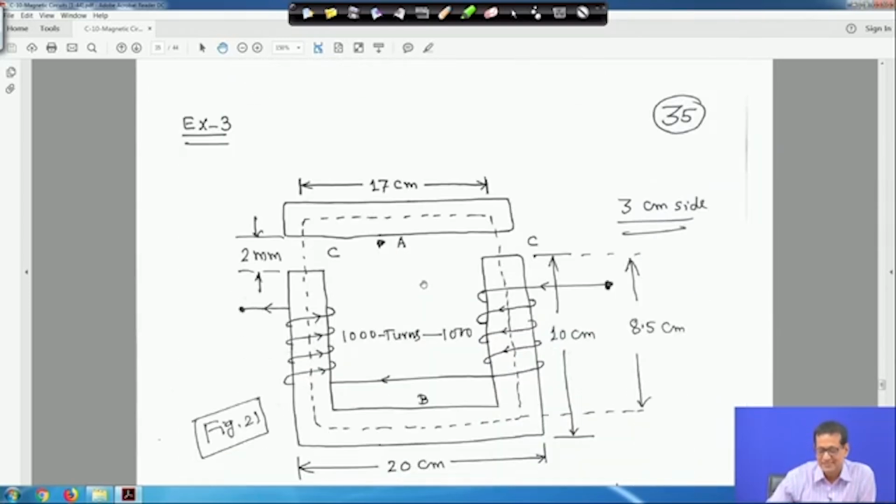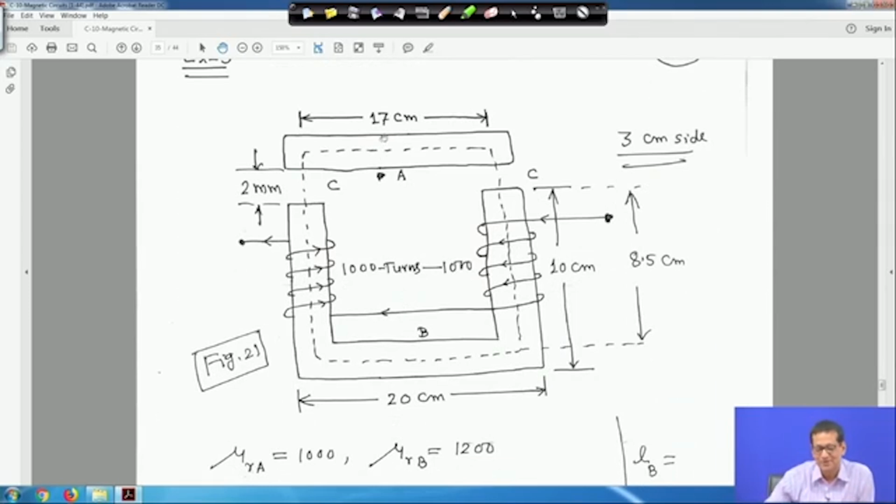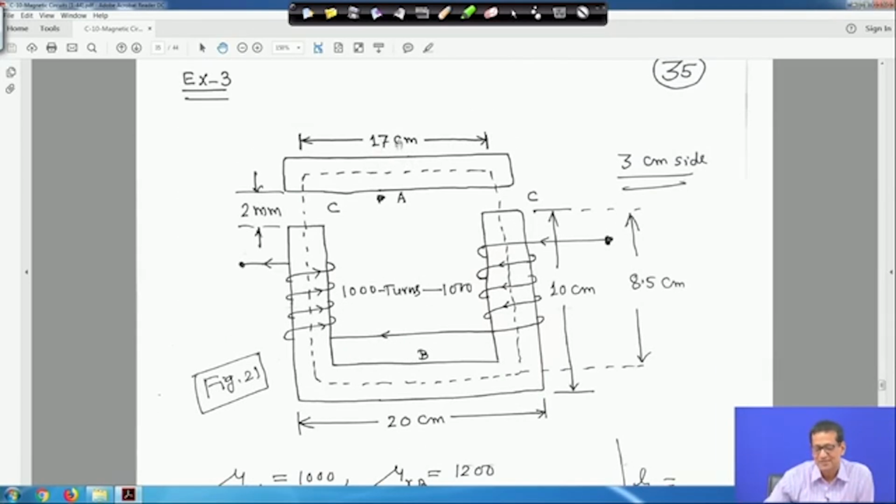Now, example 3. Here is one limb, this is 17 centimeters, and this gap is 2 millimeter, and one coil is there, it is wound like this, both the coils, this side 1000 turns, this side is 1000 turns, and from here to here the length is given 10 centimeter. So, you have to see the mean length.